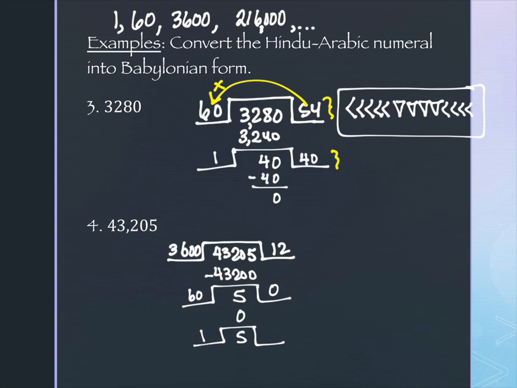But then our last step is how many times does 1 go into 5? 5 times. 5 times 1's 5. Subtract, we have 0. And I'm about to have a problem. How do I write the number 12? An arrow and 2 triangles. That's the number 12.